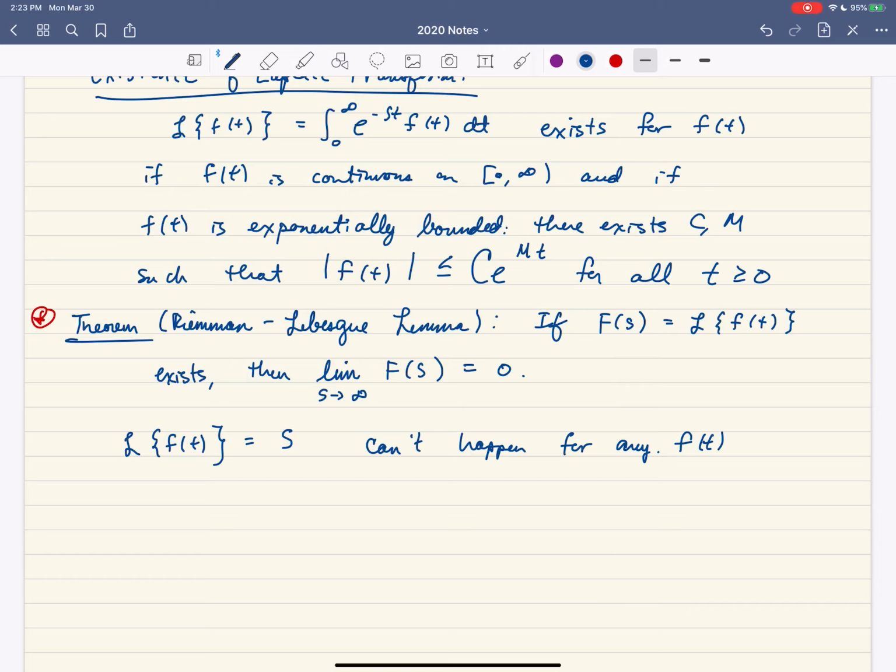What we're going to do next, in the next video, is talk about inverse Laplace transforms, and then we'll be ready to apply this to differential equations.